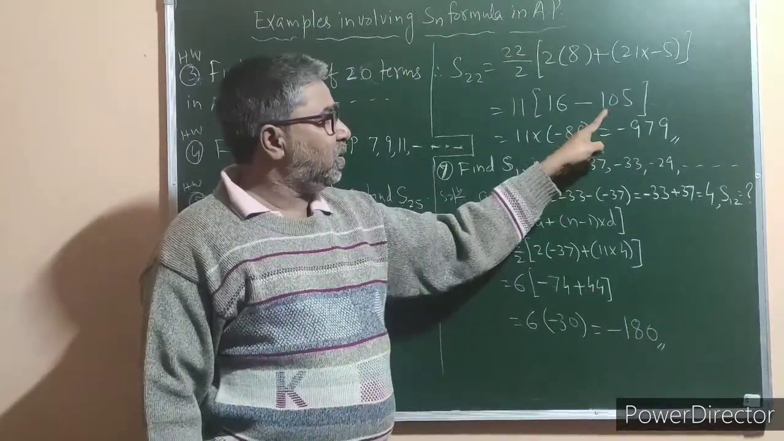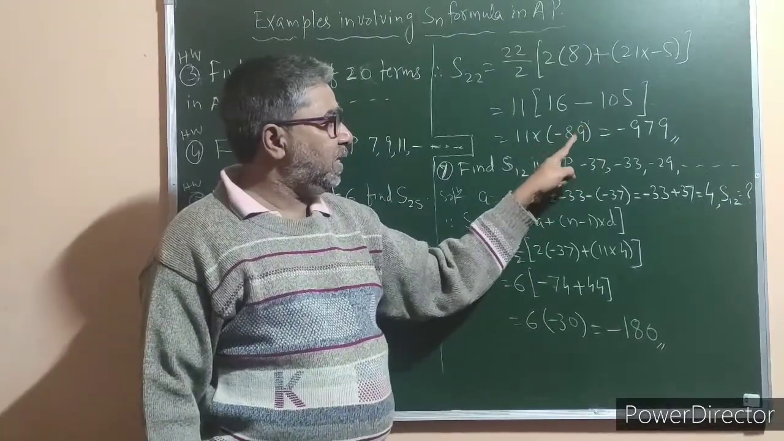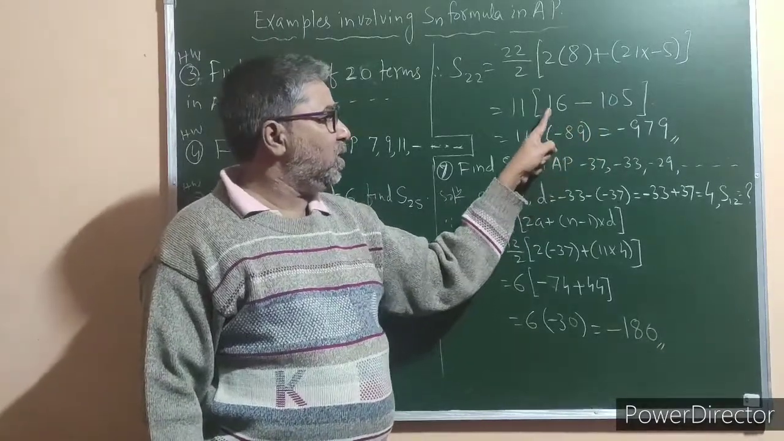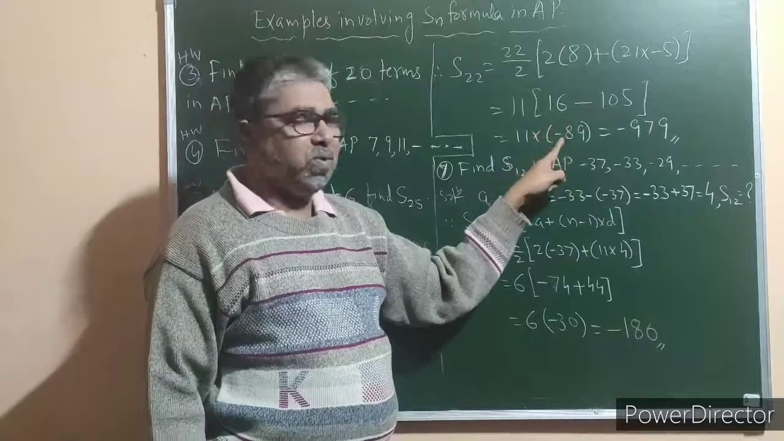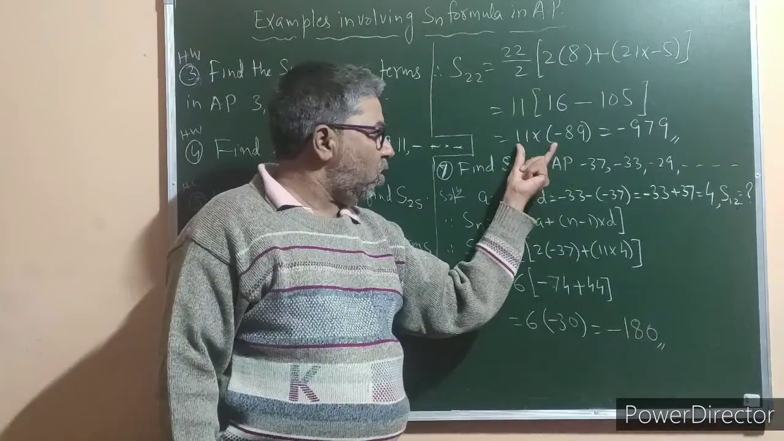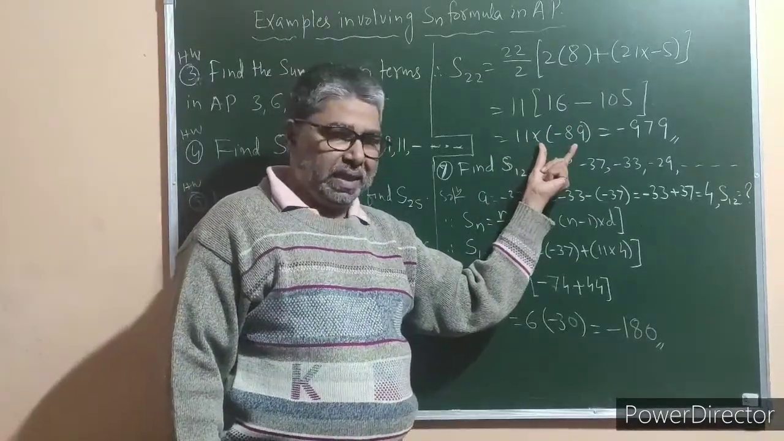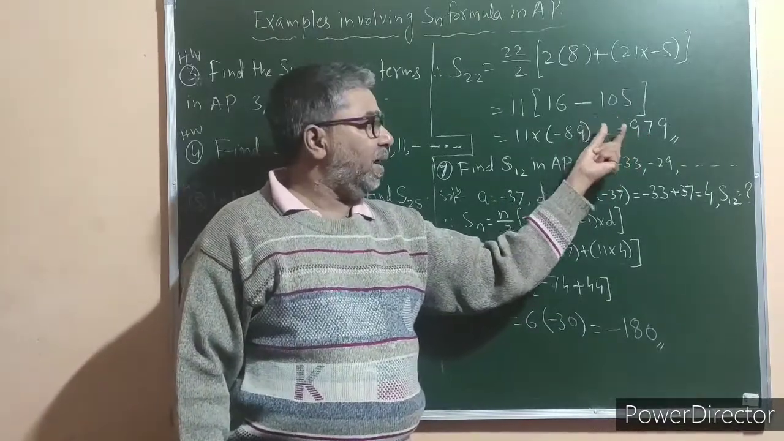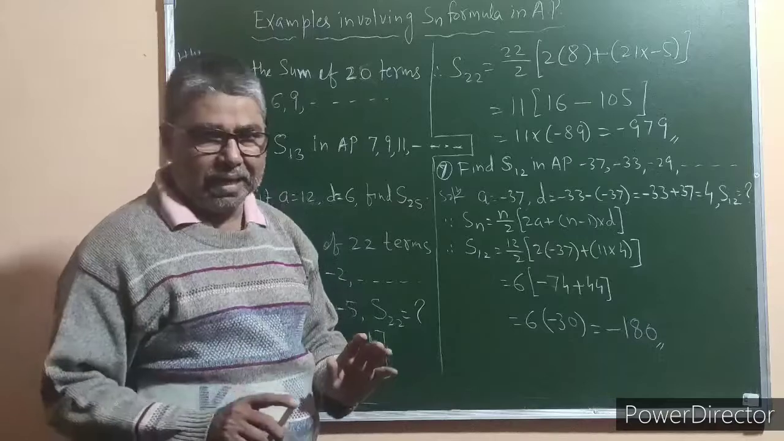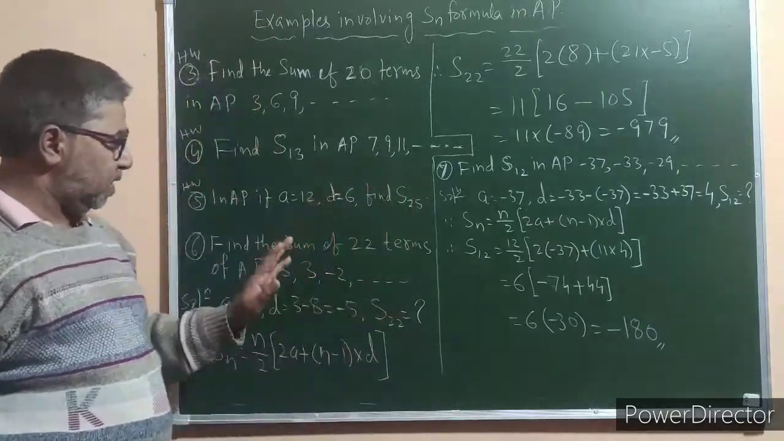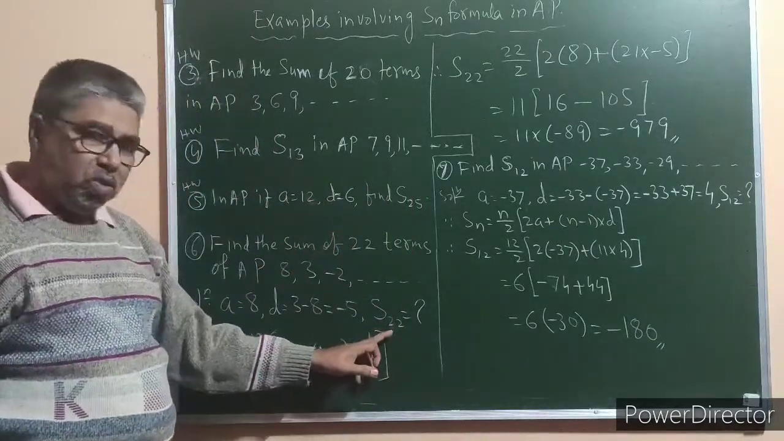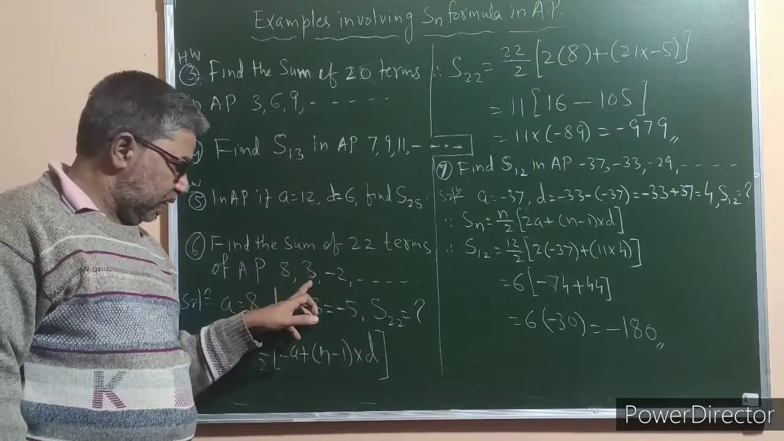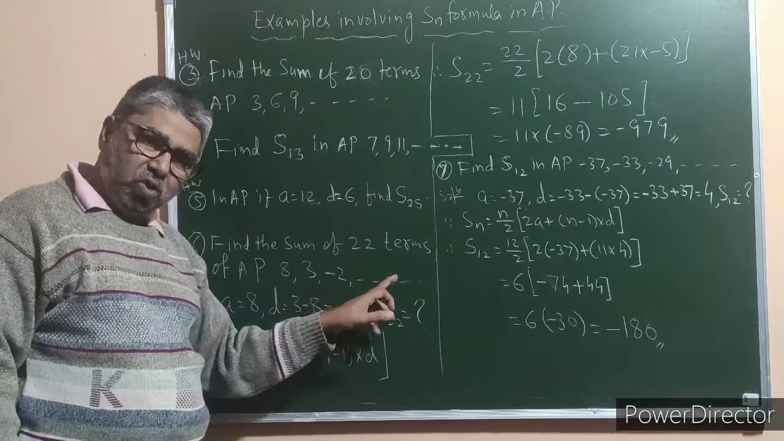The difference of 105 and 16 will be 89, and as 105 has got a minus sign, the value of 16 minus 105 will be minus 89, and the product of 11 and minus 89 will be minus 979. So this minus 979 is the sum of 22 terms of the arithmetic progression 8, 3, minus 2, and so on.